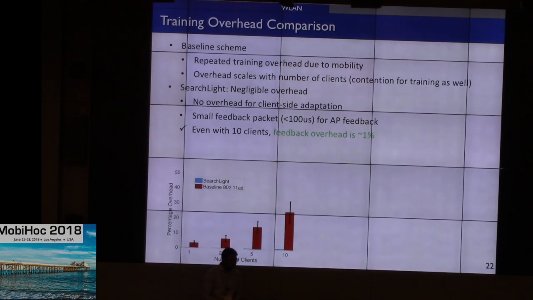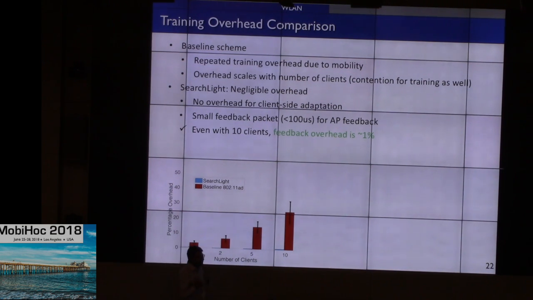So first, have a look at the training overhead comparison. Here we are comparing SearchLight to a baseline strategy, which would be the IEEE 802.11ad standard. Here we have percentage overhead along the y-axis, in percentage of the time, and then we have increasing contention in the form of an increasing number of clients from 1 to 10 along the x-axis.